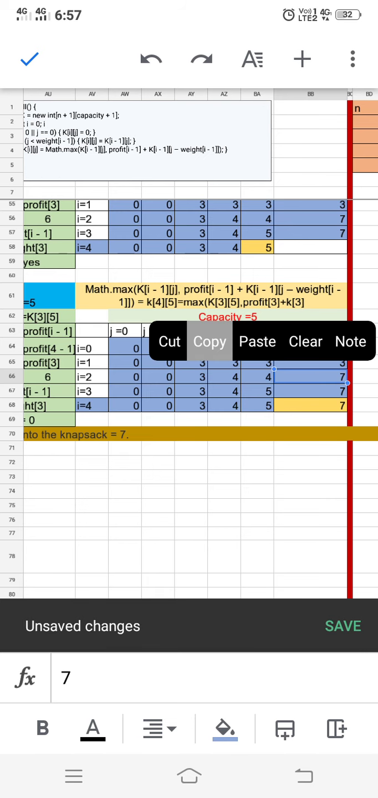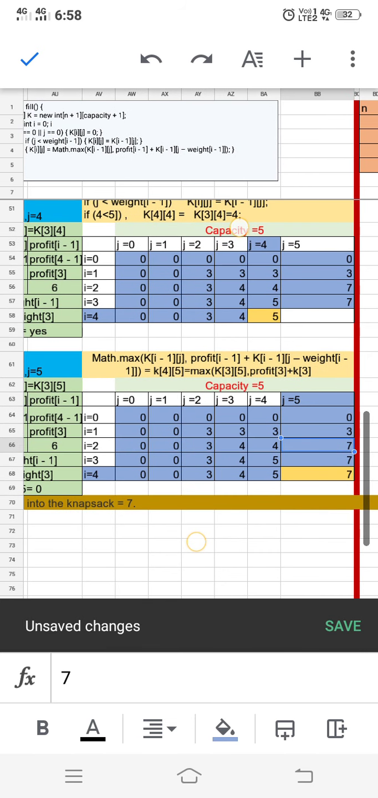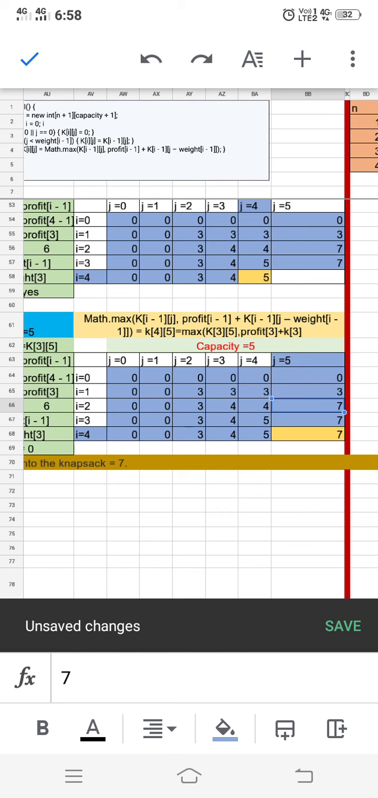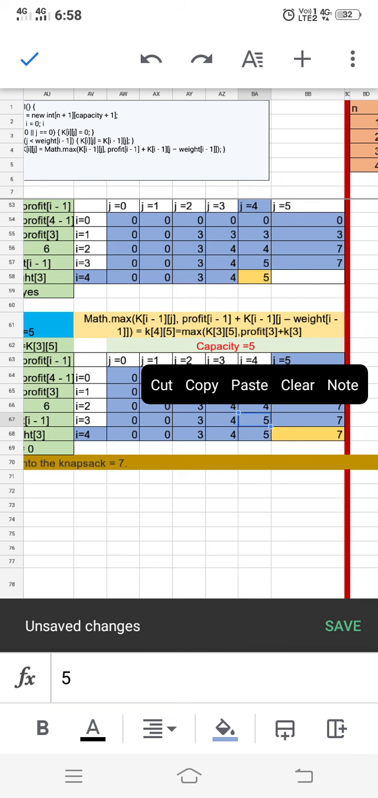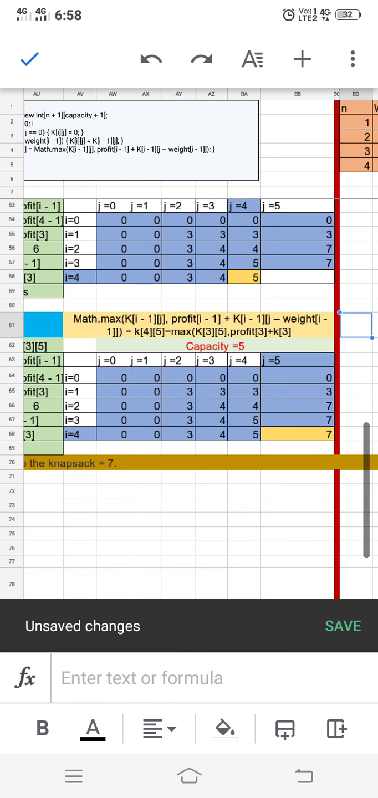Okay, similarly when I select the third object, its weight is 4. So I will search in the table for the index i is equal to 3 and j is equal to 4. The profit of the object 3 is 5. I will be filling 5 here. And here for the remaining values of j equal to 0, 1, 2 and 3, it will get the previous values, whatever is there.